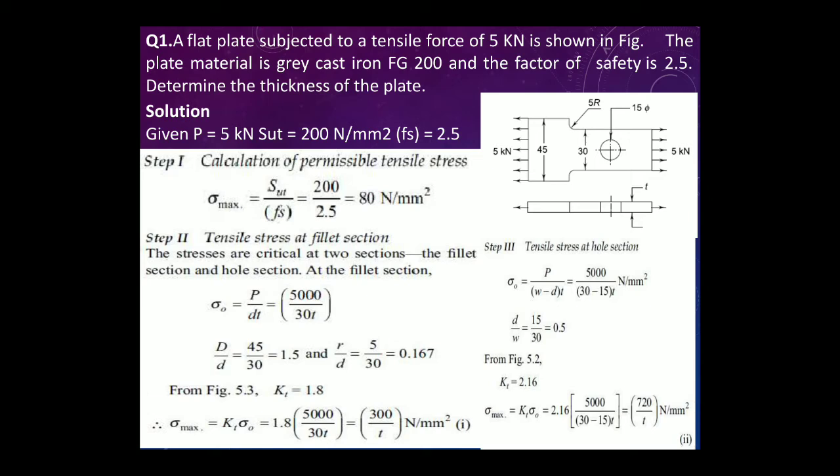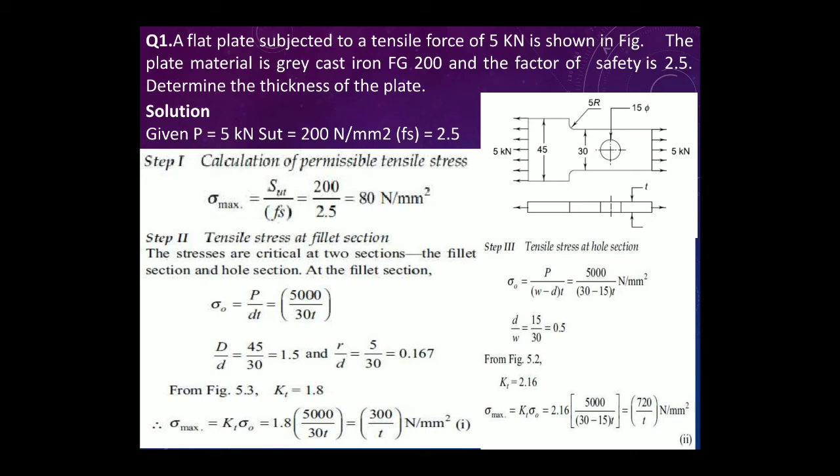So with the help of this, first we will calculate the permissible tensile stress. So sigma max is equal to ultimate tensile strength divided by factor of safety. Here the ultimate tensile stress is 200 Newton per mm square divided by factor of safety 2.5. So the permissible tensile stress we get is 80 Newton per mm square.